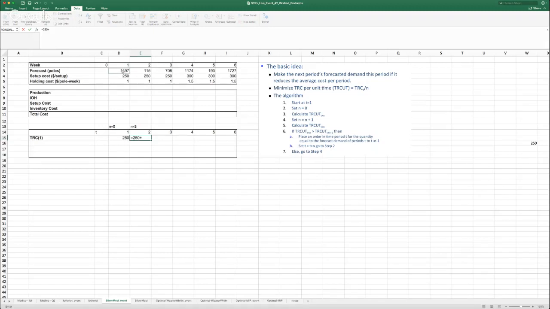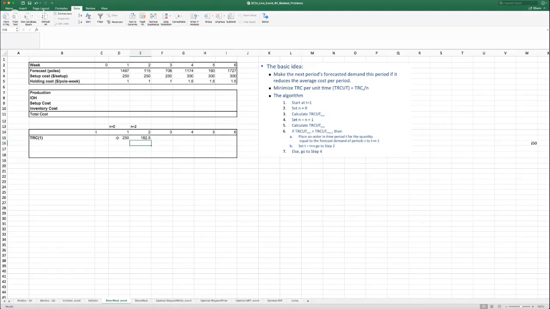And that inventory will be equal to 115. So we'll have to pay some inventory charges at the end of time period 1, which will be equal to 115 into the holding cost, which is 1 in this case. And then since this is per unit time, we need to divide it by the number of time periods, which is 2 in this case. Okay, so next part of the step, we are now at step 6.